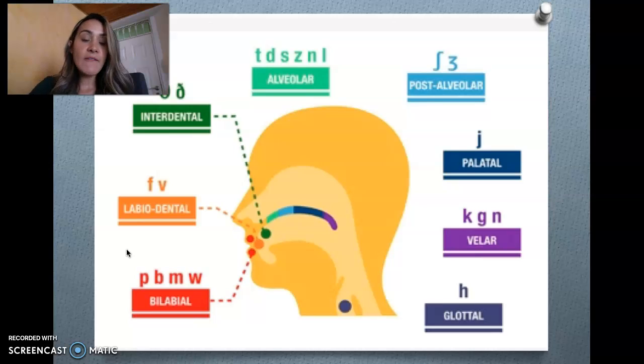Example, labiodental is F and V. Interdental uses a little bit of the mouth and the tongue. Bilabial is P, B, M, and W. Alveolar is when the tongue is up in the mouth: T, D, S, N, L. And velar is K, G, and glottal is H.